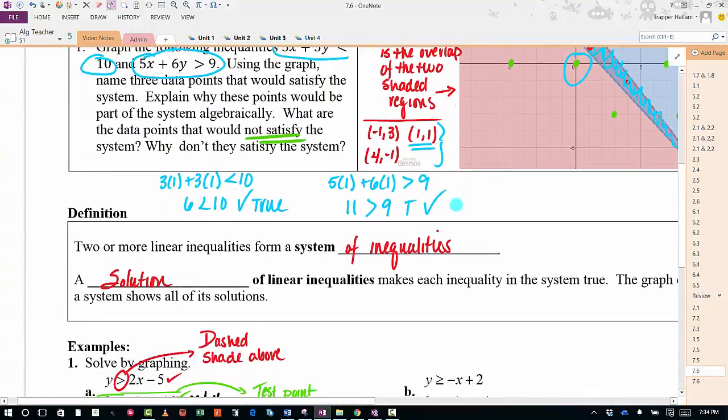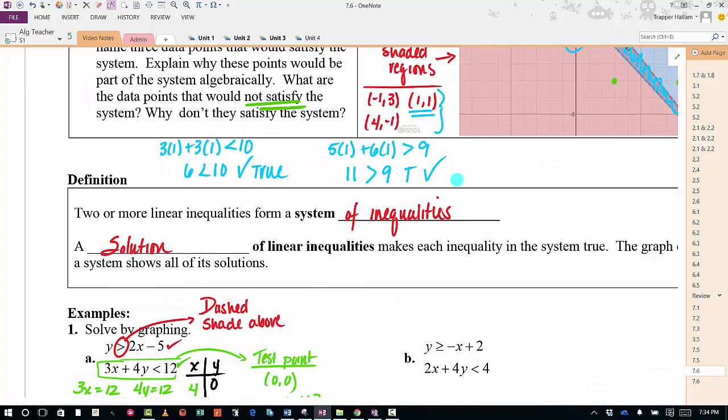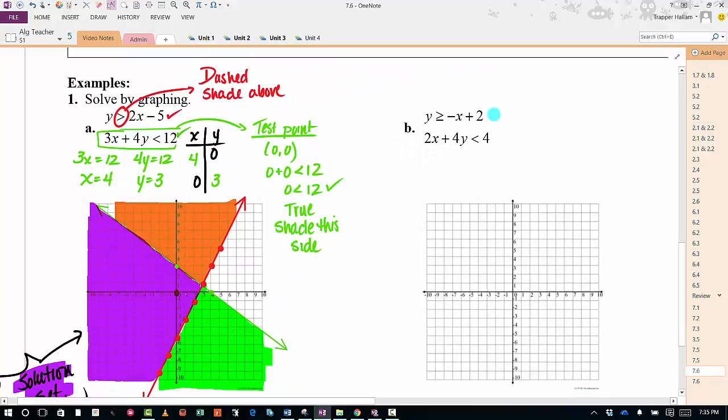So let's talk about the definition then. Two or more linear inequalities form a system of inequalities, and a solution to this is a solution that makes each inequality in the system true. So it has to make each one true. So what does that look like? Let's take a look at another example here.